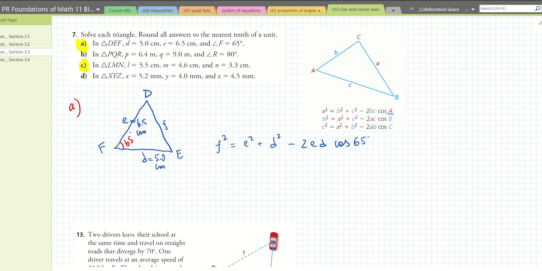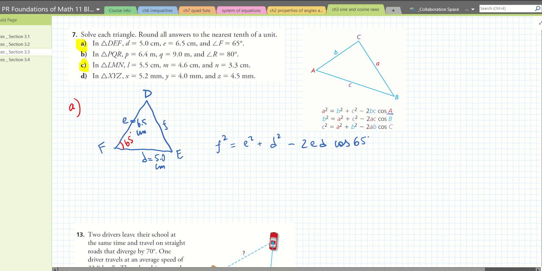Okay, although when you're missing a side, it's not that hard because all you have to do is just plug in the numbers and then take the square root. But let's try it a different way this time. Let's just plug in the numbers right away. So again, E is given to me, D is given to me, so I'm going to plug those in. So 6.5 squared plus 5.0 squared minus 2 times 6.5 times 5.0 times cosine of 65.